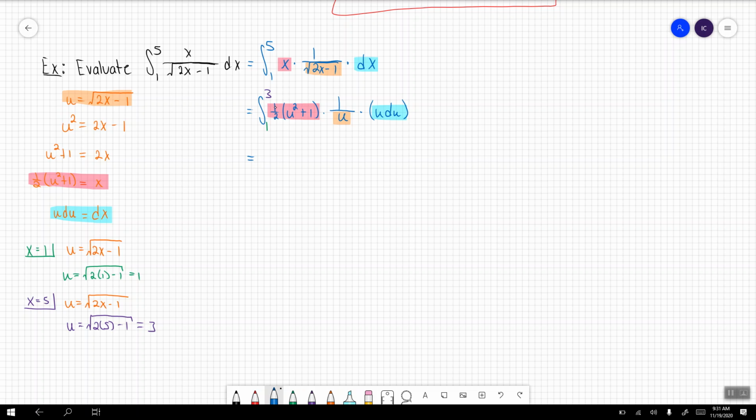Let's see what we can do now. I have a constant of a half, so that comes straight out. Integral from 1 to 3. I see a u in the denominator, but I also see a u in that numerator, which means they will simplify. And I should only be needing to integrate u squared plus 1 du. Let's integrate this. The integral for u to the power of 2, I'm going to add 1 to the exponent, multiply by the reciprocal. Integral of 1 with respect to u, that's just going to be u. Evaluate this from 1 to 3.